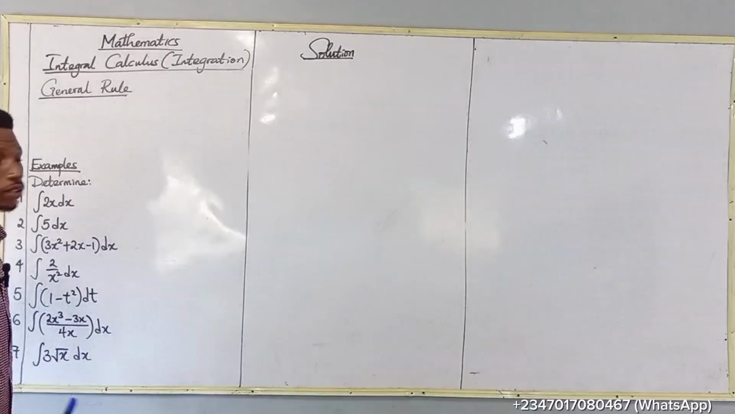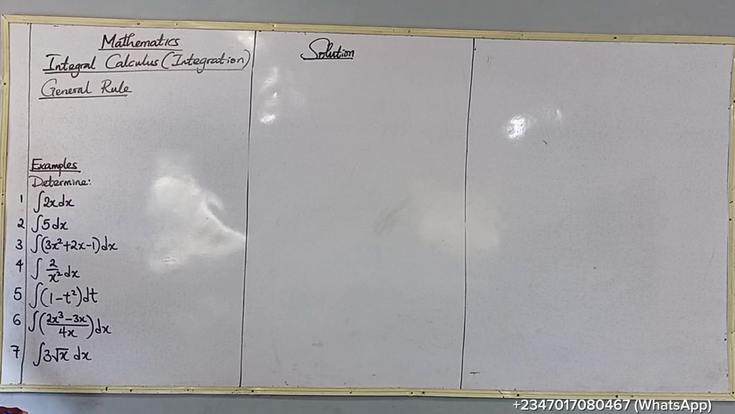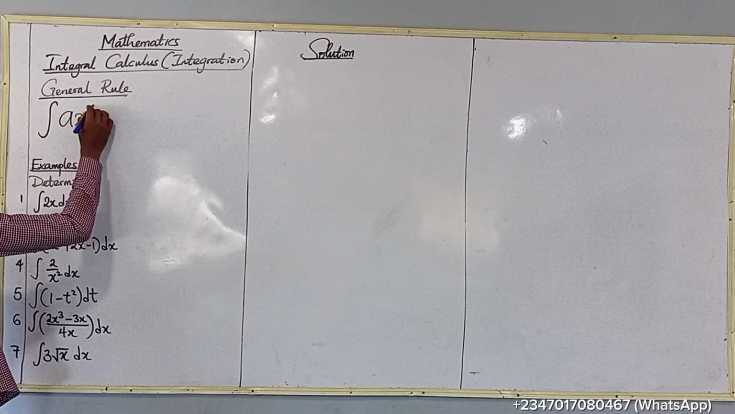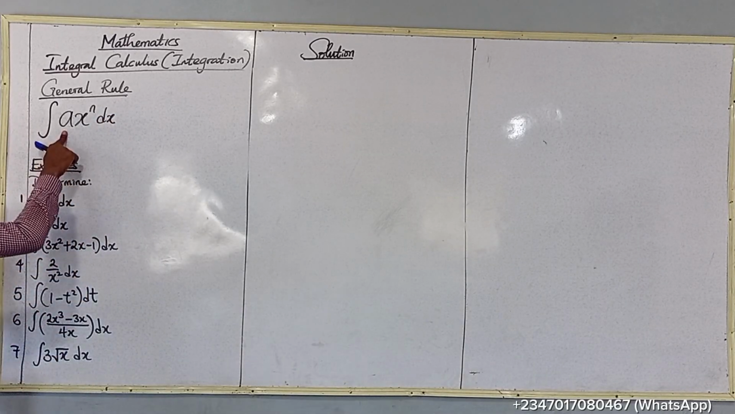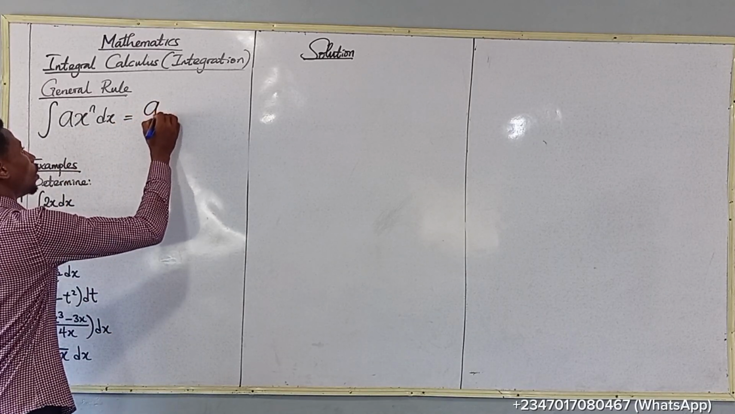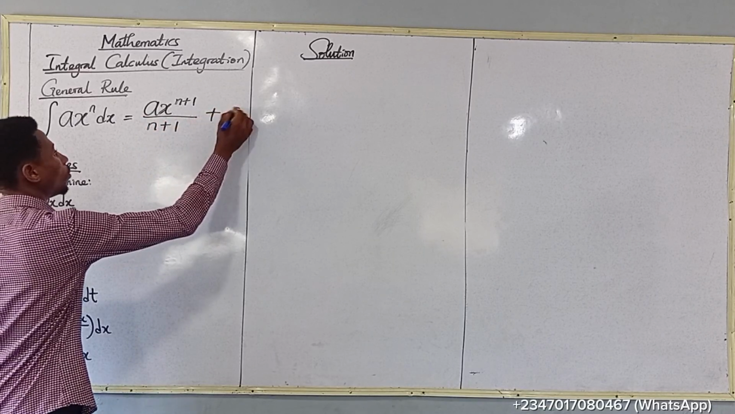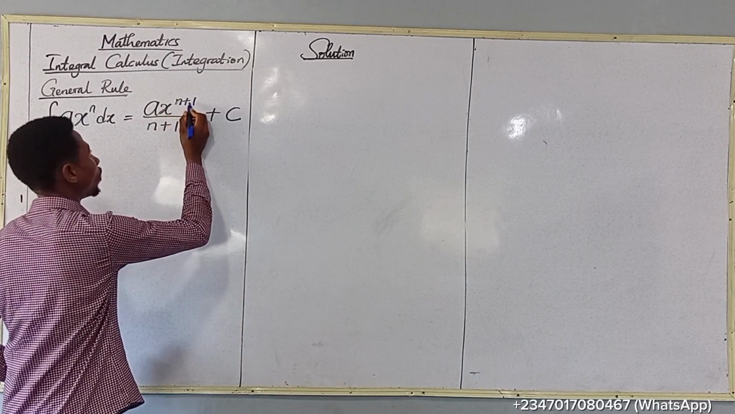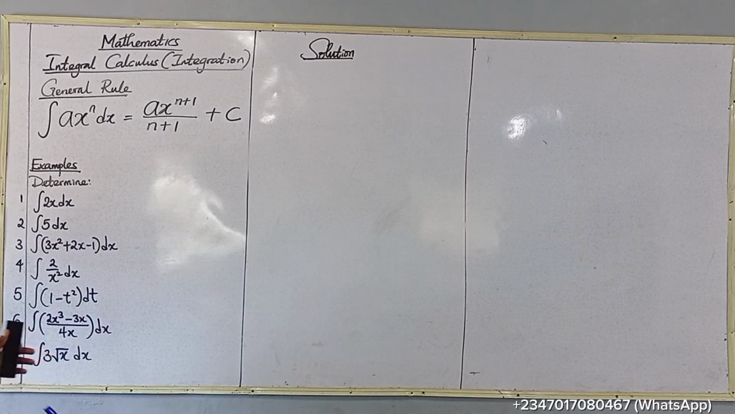Now, we're going to go straight into the general rule of integration. Then we're going to solve these 7 questions that I have on the board here. If you are to find the integral of, say, ax raised to the power n dx, dx here means with respect to x, where a is the coefficient of x and n is the power of x, this will simply become ax raised to the power n plus 1 all over n plus 1 plus c. That's the integration. The power, you're going to add 1 to it, then the sum you have here as the power now, you divide it by it, and it's as simple as that.